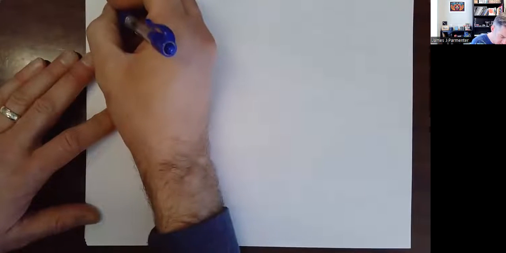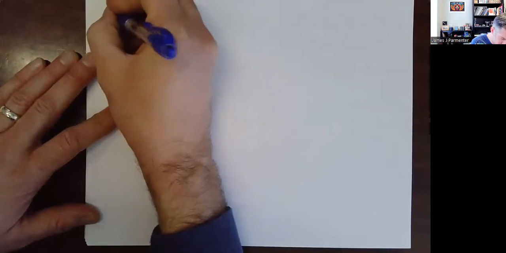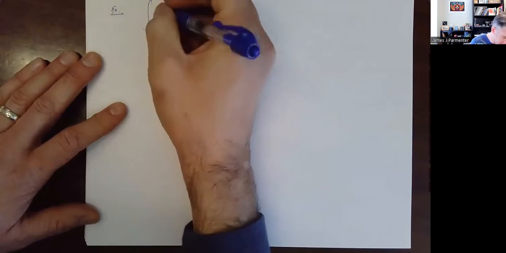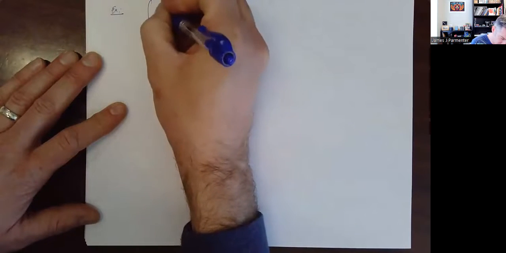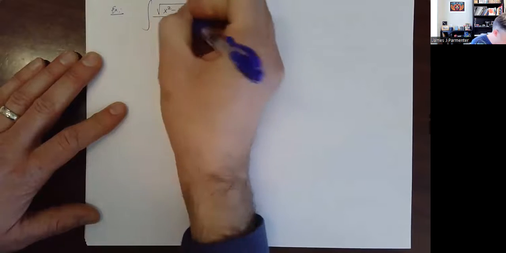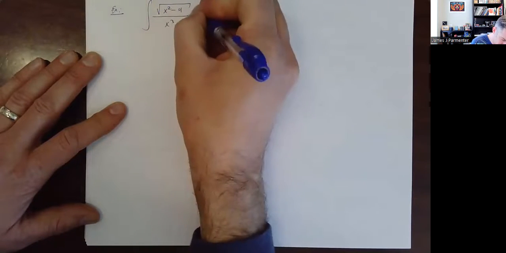Let's try the next one. Yeah, let's do this one up here. Let's try the integral of the square root of x squared minus 4 over x cubed dx.